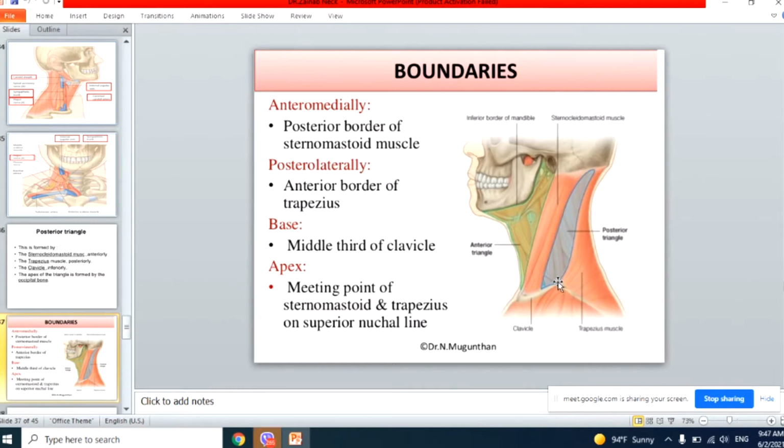Here, the bone of the shoulder, its name is clavicle. This big muscle at the back of the neck is called the trapezius muscle. Anteriorly, it's formed by the posterior border of the sternocleidomastoid muscle. Posterolaterally, the anterior border of the trapezius muscle. The base is the middle third of the clavicle, and the apex is the meeting point of the sternomastoid, trapezius, and superior nuchal line.